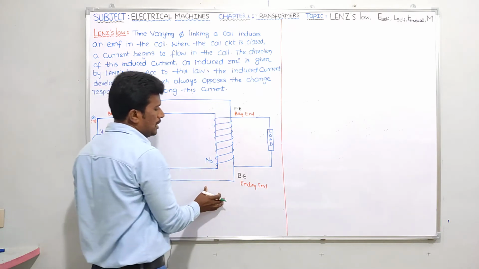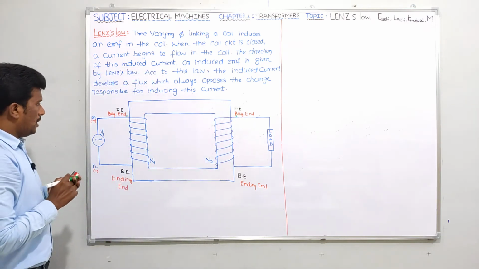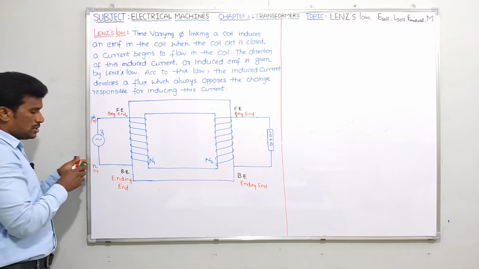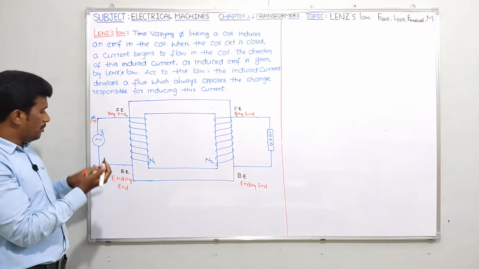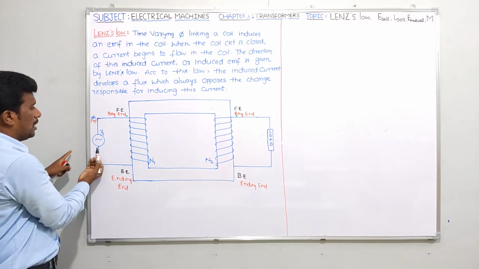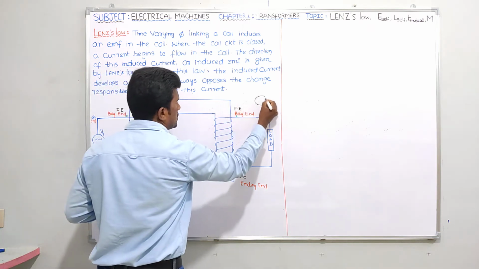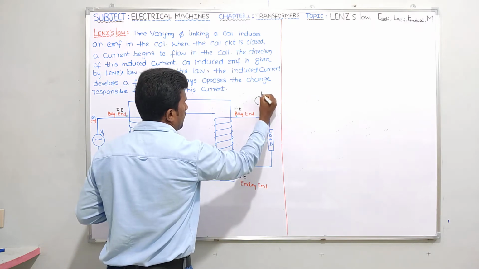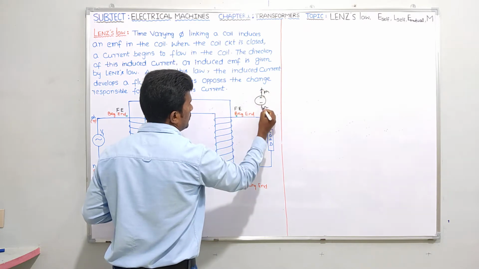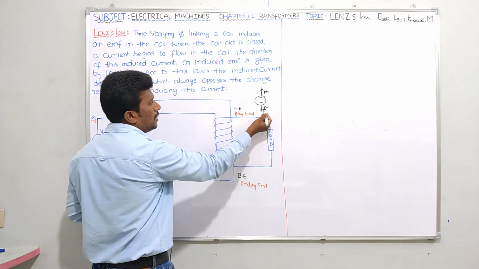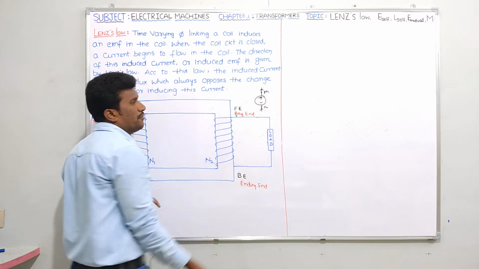And here, which one is the beginning end? This one. Let me assume a dot here. Is it clear? And everybody knows that in a source, if you see this phase and neutral, current always enters at the neutral terminal and leaves from the phase terminal. Everybody knows that. If you see this plus minus like this, nothing but phase and neutral, the direction of current will be like this, no? That means it is entering at the neutral terminal and leaving from the positive terminal, or I can say from the phase terminal.